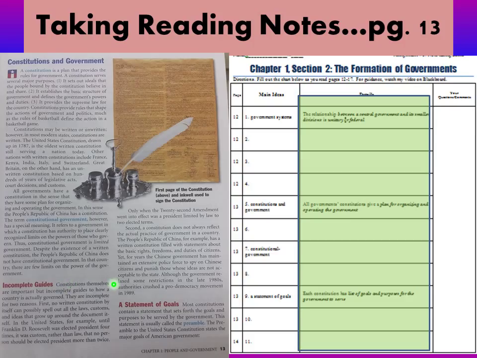Reading. Constitutions themselves are important, but incomplete guides to how a country is actually governed. They are incomplete for 2 reasons.